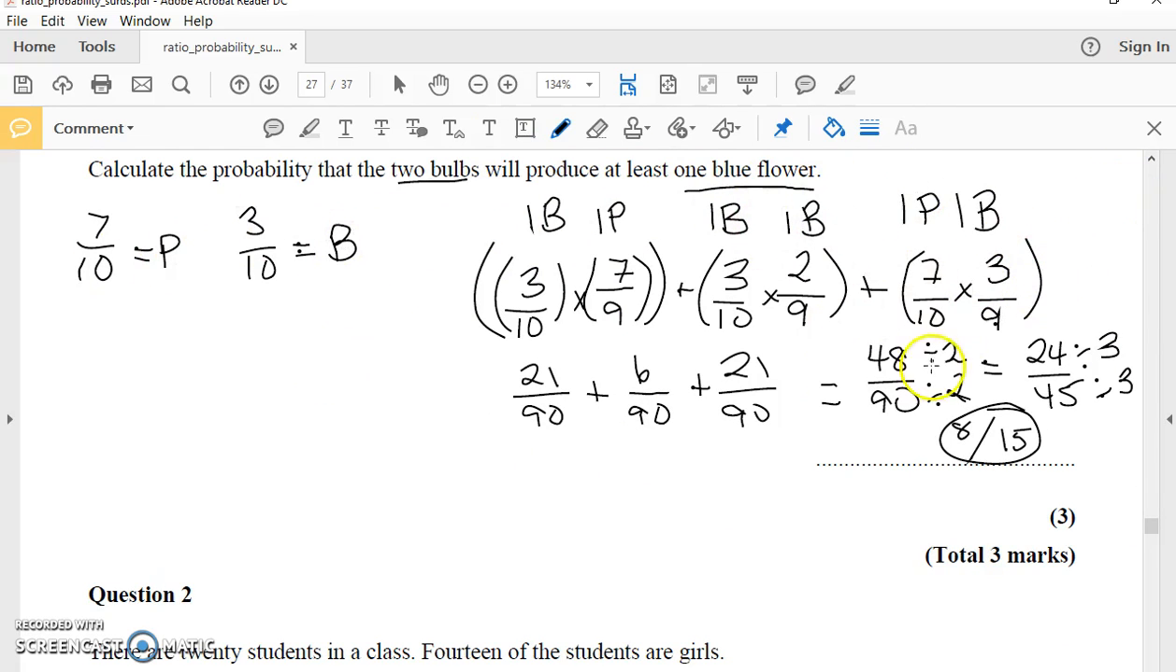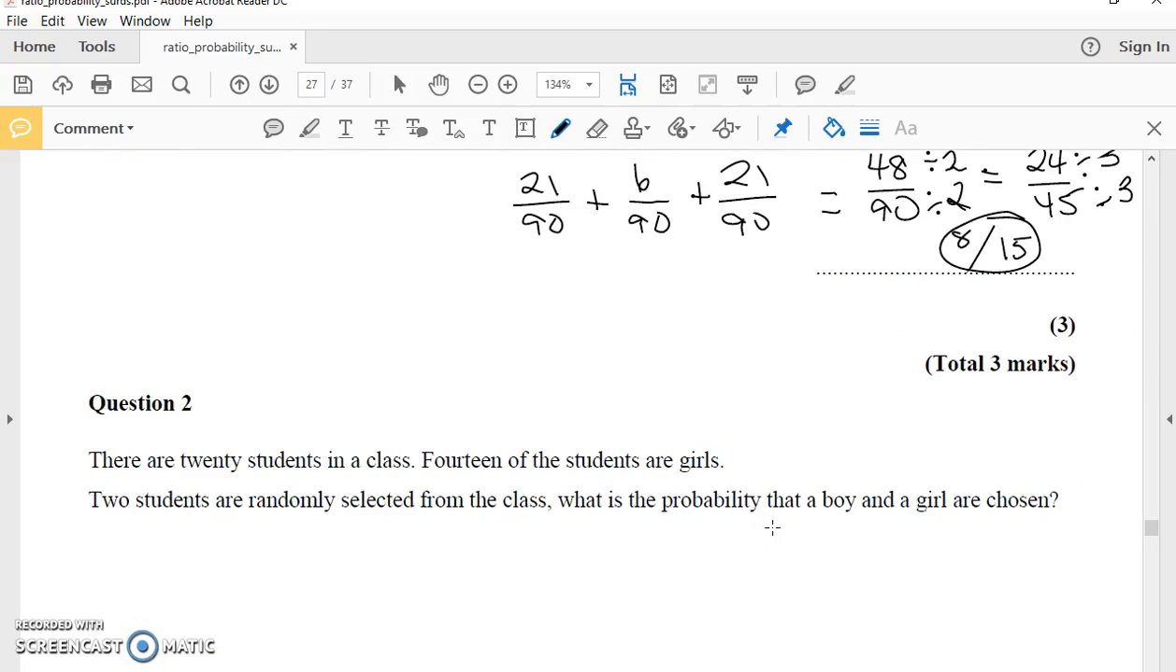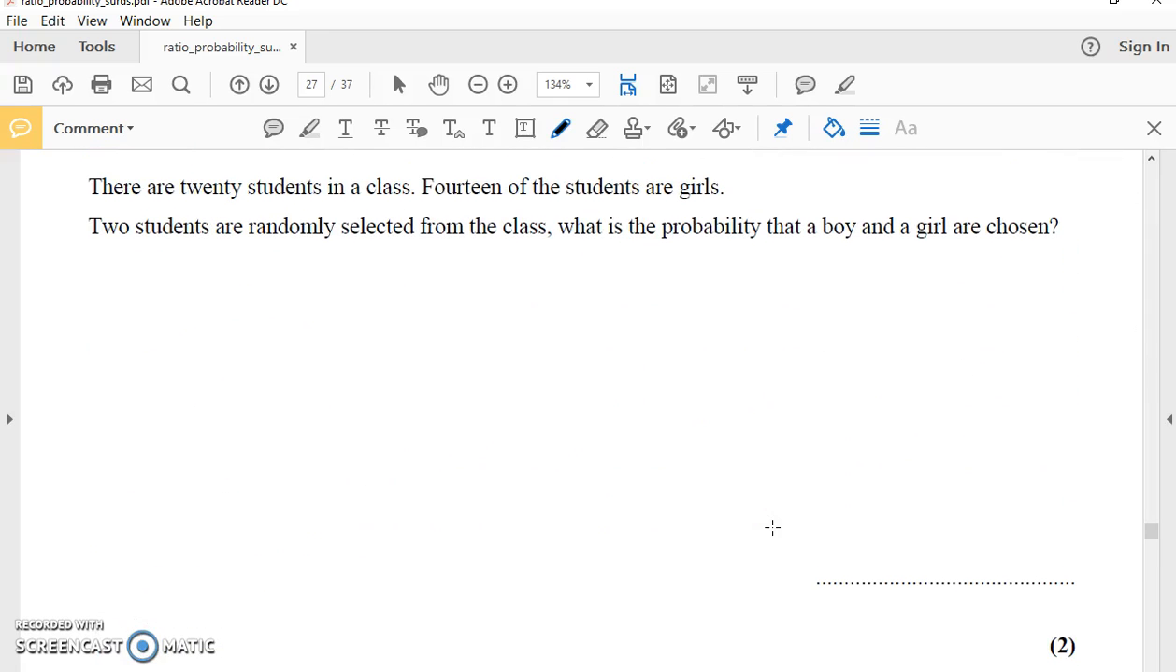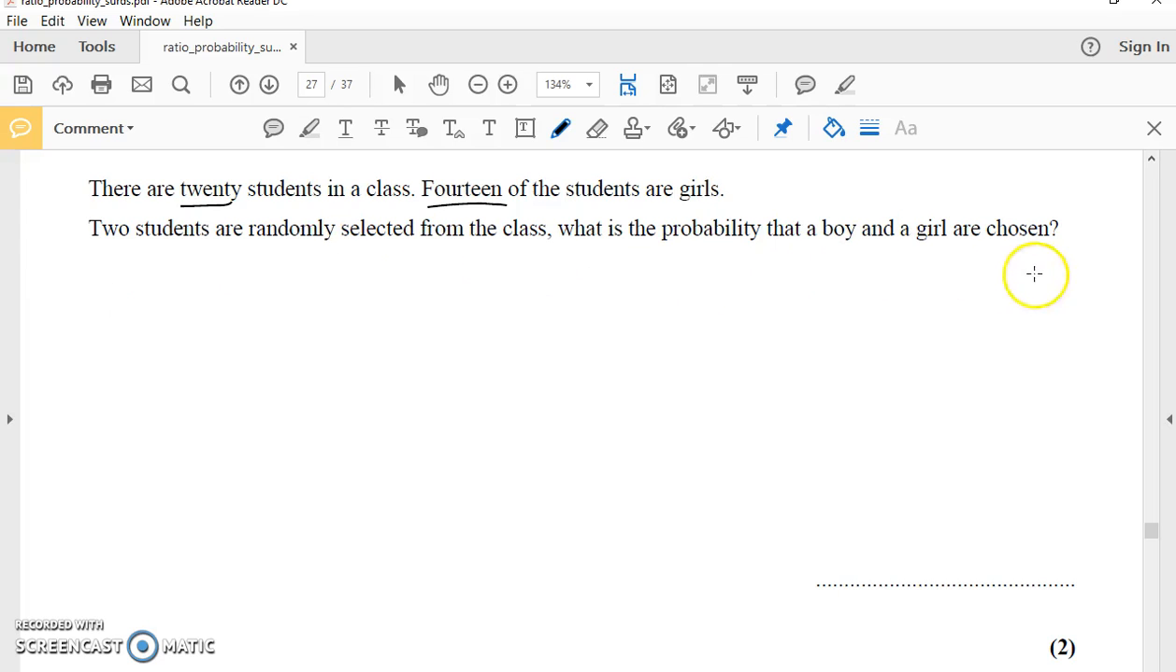I found the probabilities of each one of those, I multiplied them, and then I added them all together. That gave me my final answer. Let's look at this one. So this one, we have 20 students in a class, 14 are girls, 2 students are randomly selected from the class. What is the probability that a boy and a girl are chosen?